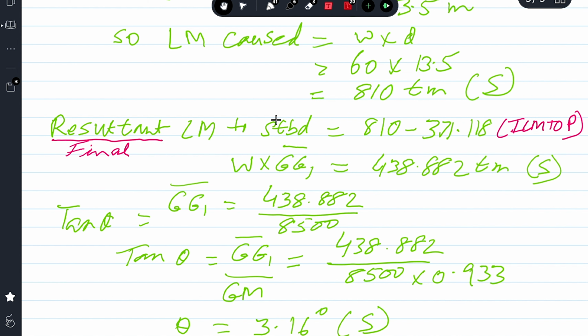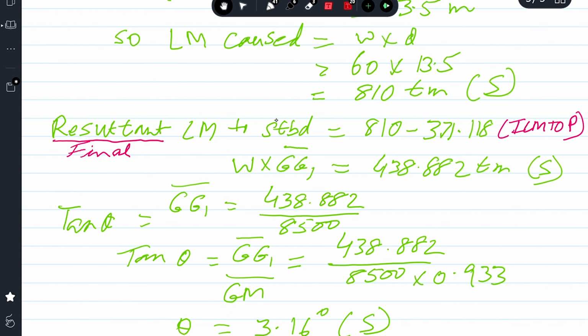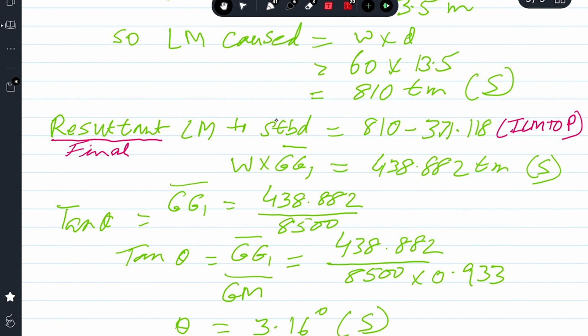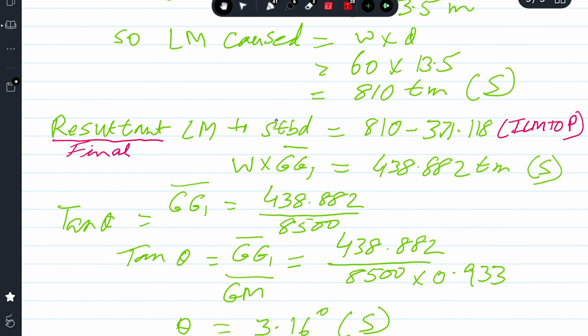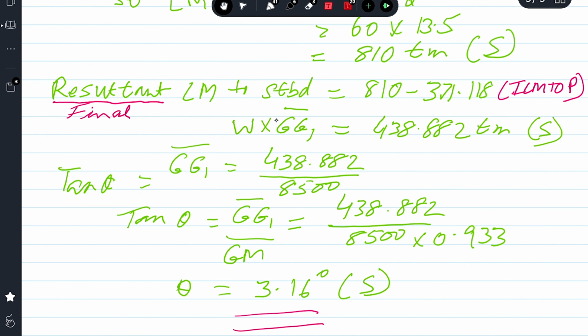Cargo is still not discharged. It has just been swung. And the question is not saying cargo discharged. It is just swung. So the displacement is still the same, 8500. This is the GG1. And tan theta is GG1 upon GM. GM is the final GM after picking up the cargo. When we've lifted up the cargo, it has reduced from 1 meter to 0.933 because now this is final condition. So everything will be final. And we get 3.16 degrees starboard list.